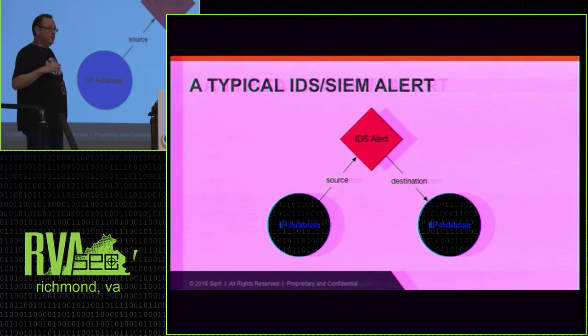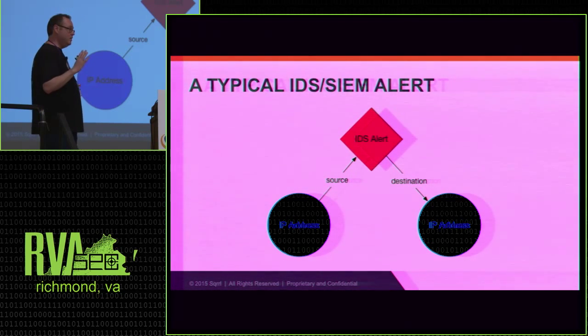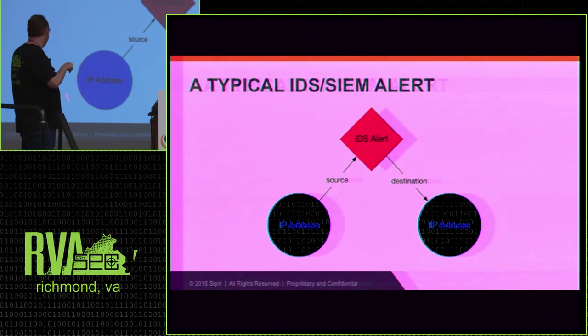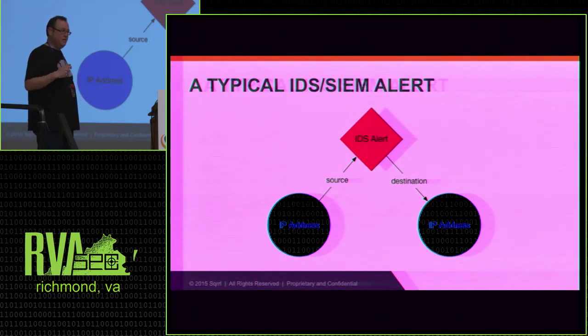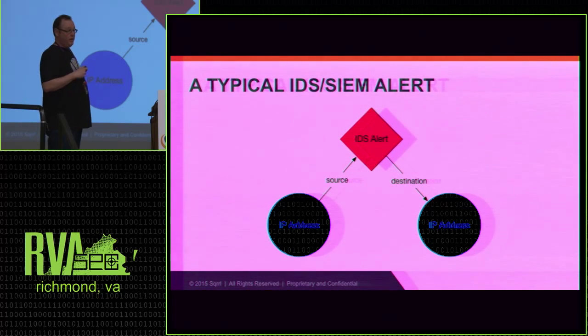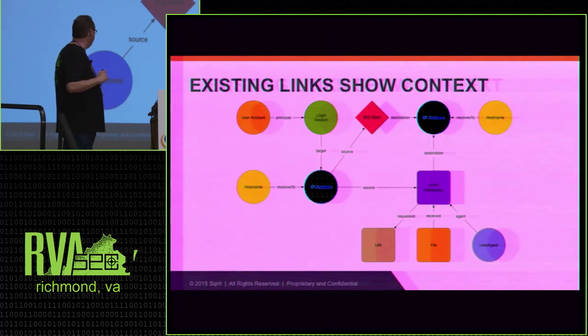So just as a little bit more of an example here, this is what you get if you see a typical SIEM or IDS alert as it occurs in your traditional graph. You just get an IP address, you get the IDS alert, and you get the destination IP address. Two IP addresses, a source and a dest, and the alert probably would have more detail about what it was trying to tell you, but not so much here.